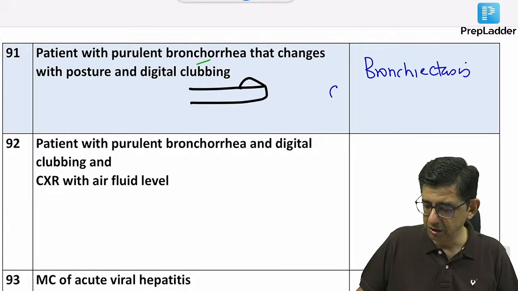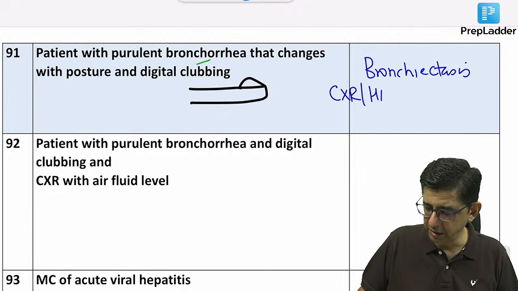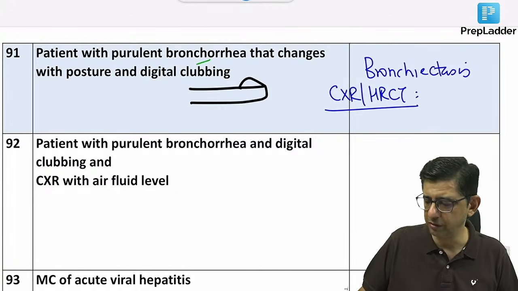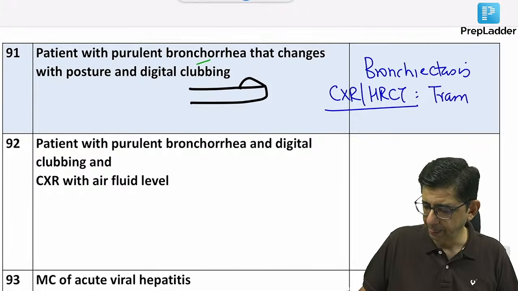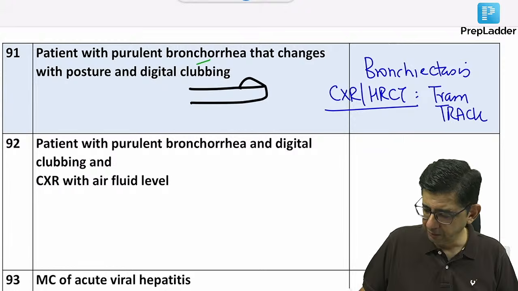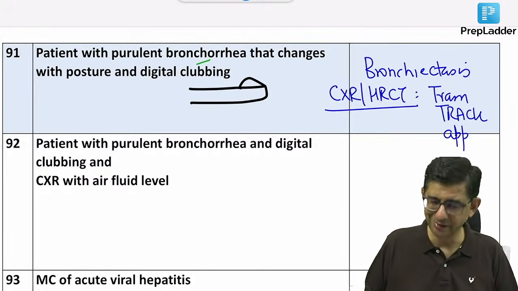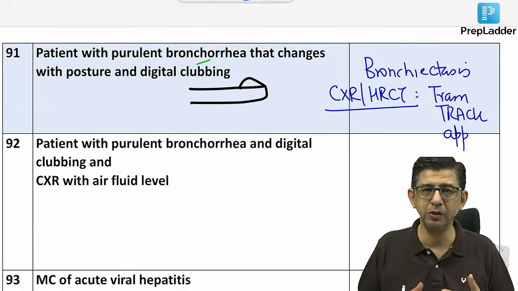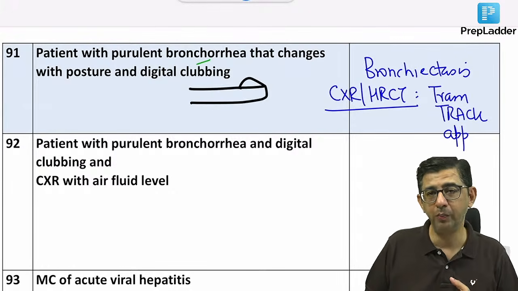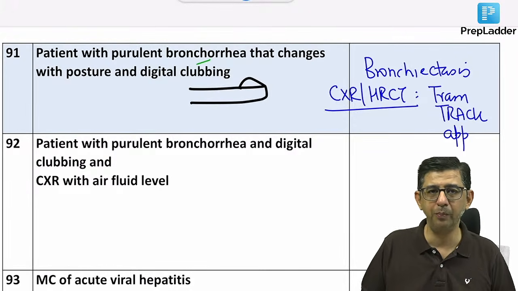This is the same condition in which the chest x-ray as well as the HRCT will show a tram track appearance. The meaning of the word bronchiectasis is destruction and dilation of the large airways. That's why the purulent bronchorrhea component is present, and it has a postural component to it.